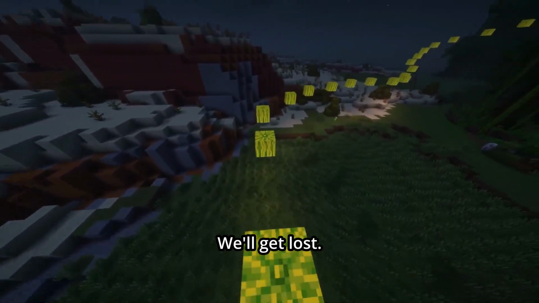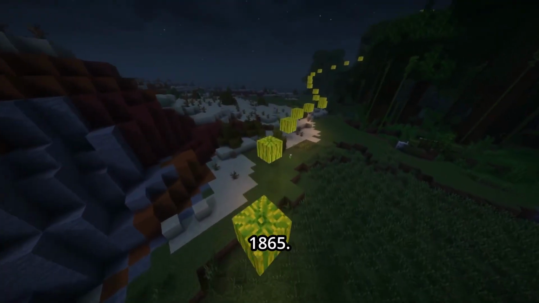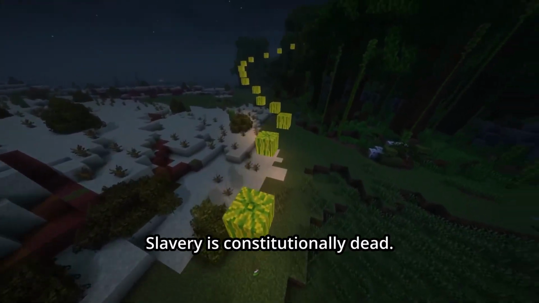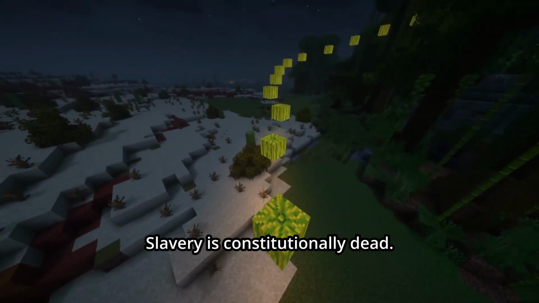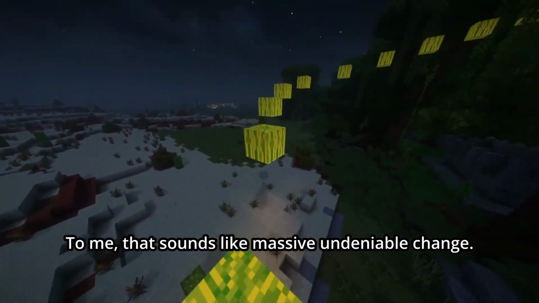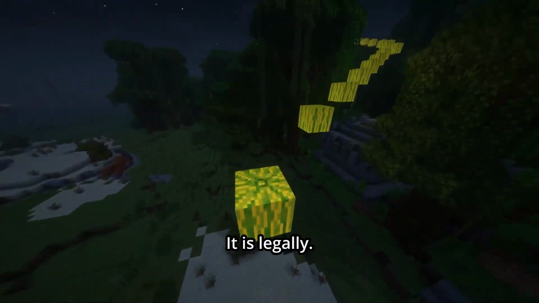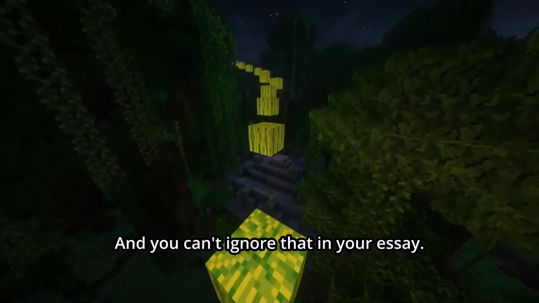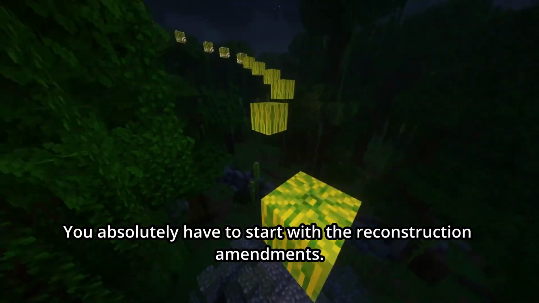Let's start in the South. 1865. The war's over. Lee has surrendered. Slavery is constitutionally dead. To me, that sounds like massive, undeniable change. It is, legally, and you can't ignore that in your essay. You absolutely have to start with the Reconstruction Amendments.